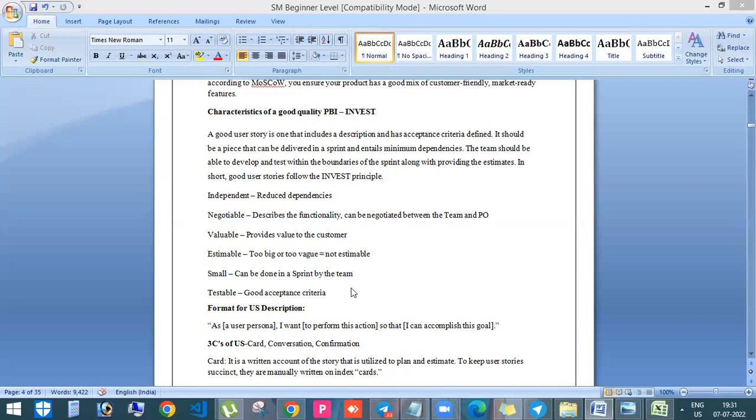Okay, testable. Testable is nothing but your story should be testable with good acceptance criteria. If you have good, clear acceptance criteria, it can be testable, right? That's what they tell.